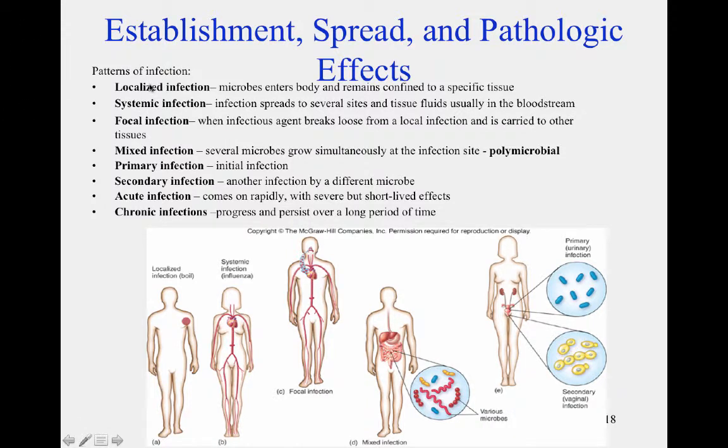So we could have a localized infection where a pathogen enters the body and remains confined to one tissue. This could be an infection of the skin, for example, or even a respiratory infection. This is different from when the pathogen is spreading throughout the body. It could spread to several sites, and the scariest is when it spreads to the bloodstream, which we can then refer to as a patient or a host going septic.